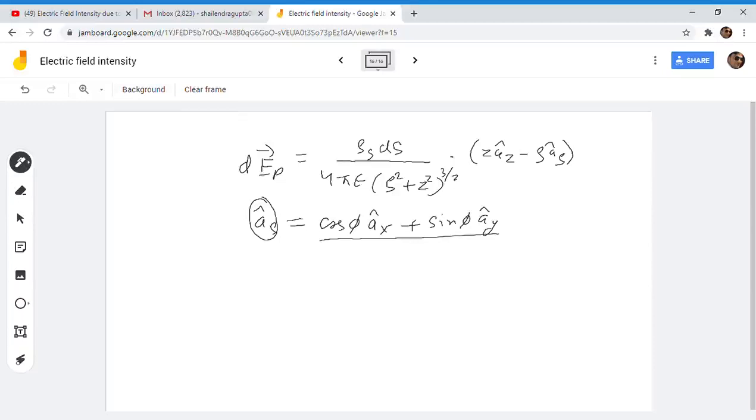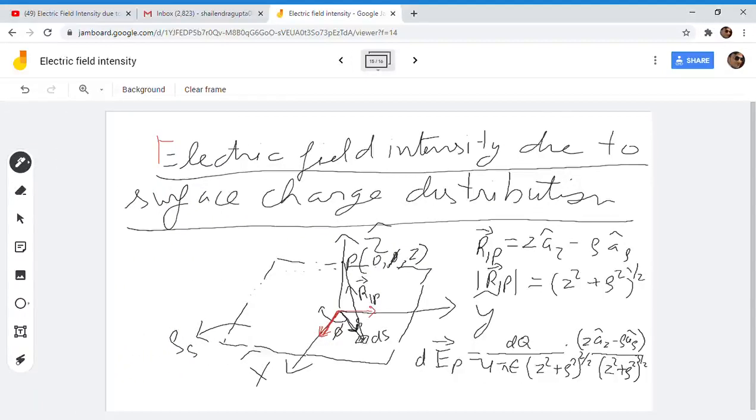Fine. Now just consider a small differential surface just opposite to this surface ds1. Let us say this is ds1 and this is ds2. So this surface will also exert some electric field on this P point. As this ds1 was doing, so we can take this like this. Then we can write this as r2p.